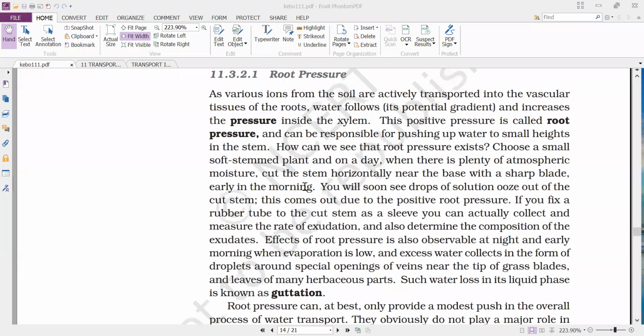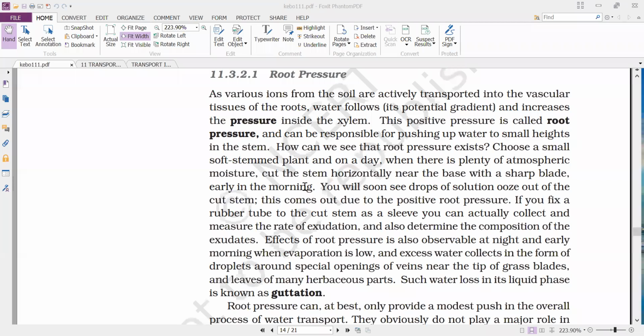And now we have to connect one end of the S-shaped tube to the cut end of the stem, and the other end is free. To that end, we have to connect a straight glass tube. In that S tube and this straight glass tube, we have to pour water up to a certain level. We have to pour some water and mark the water level.